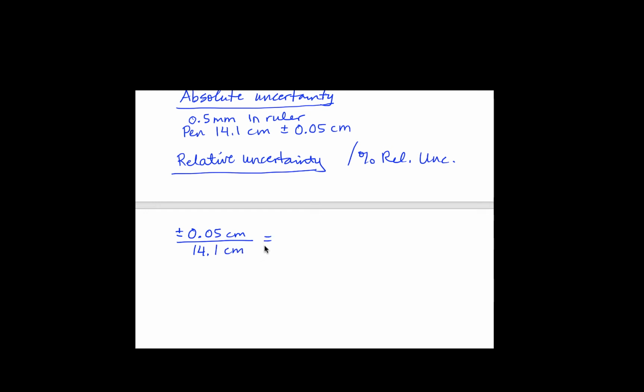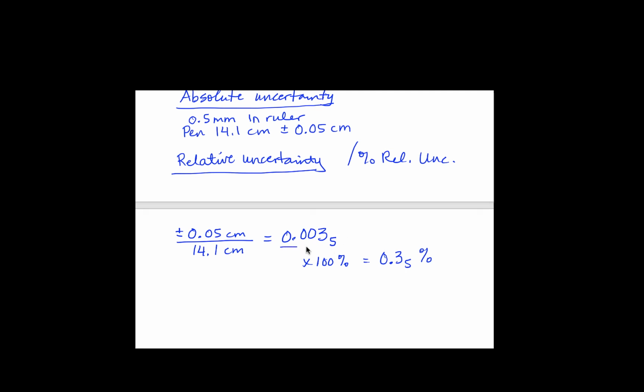So if I do this calculation, then I get 0.003, and there I'm going to do a subscript 5 for that next digit to indicate I have more digits later, but they're not certain. So if I multiply this by 100% to get the percent relative uncertainty, then I have a percent relative uncertainty of 0.35%. Percents are useful for us because we're kind of used to thinking about them.